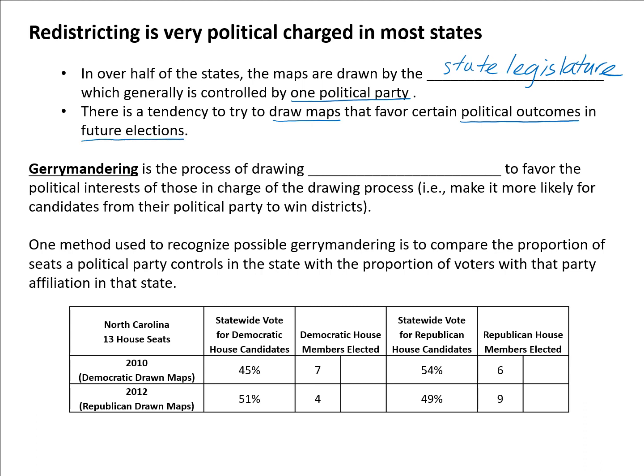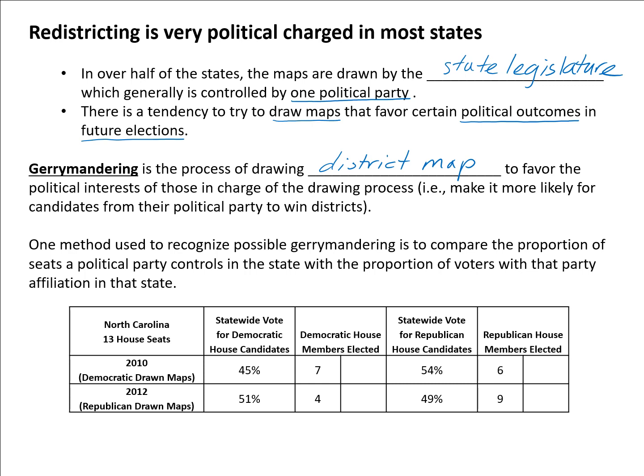So we call this gerrymandering, the process of drawing district maps that favor the political interests of those in charge of the drawing process. In other words, make it more likely for candidates from their political party to win districts.